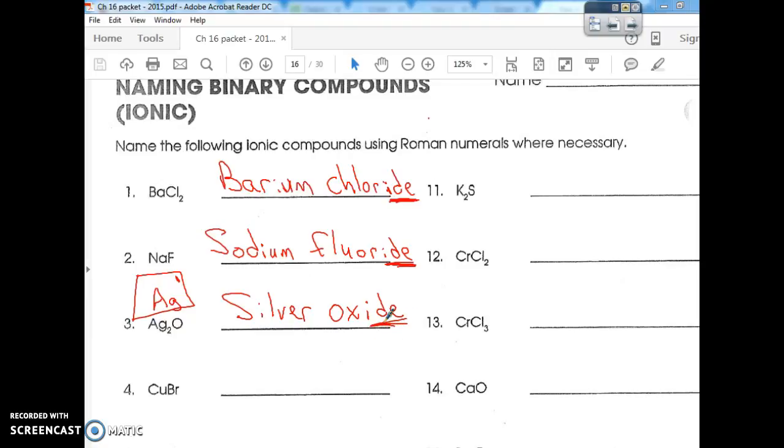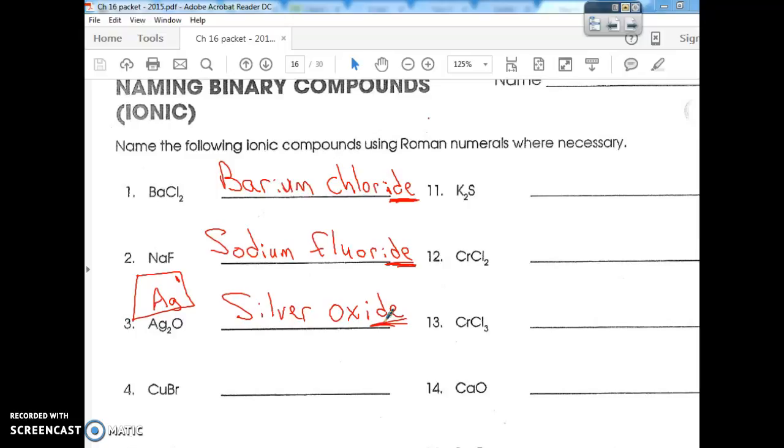Now I want to jump up to number 12, for example. CrCl2. Now this one's going to be a little more difficult. You have to find Cr on the periodic table. It is chromium. It is atomic number 24. And look on your periodic table. It has 3 numbers in the upper right hand corner. It has a 6, 3, 2. That is telling you that chromium has 3 different possible oxidation numbers. It could be a +6, a +3, or a +2. And we have to know which one that is to be able to write out this name.